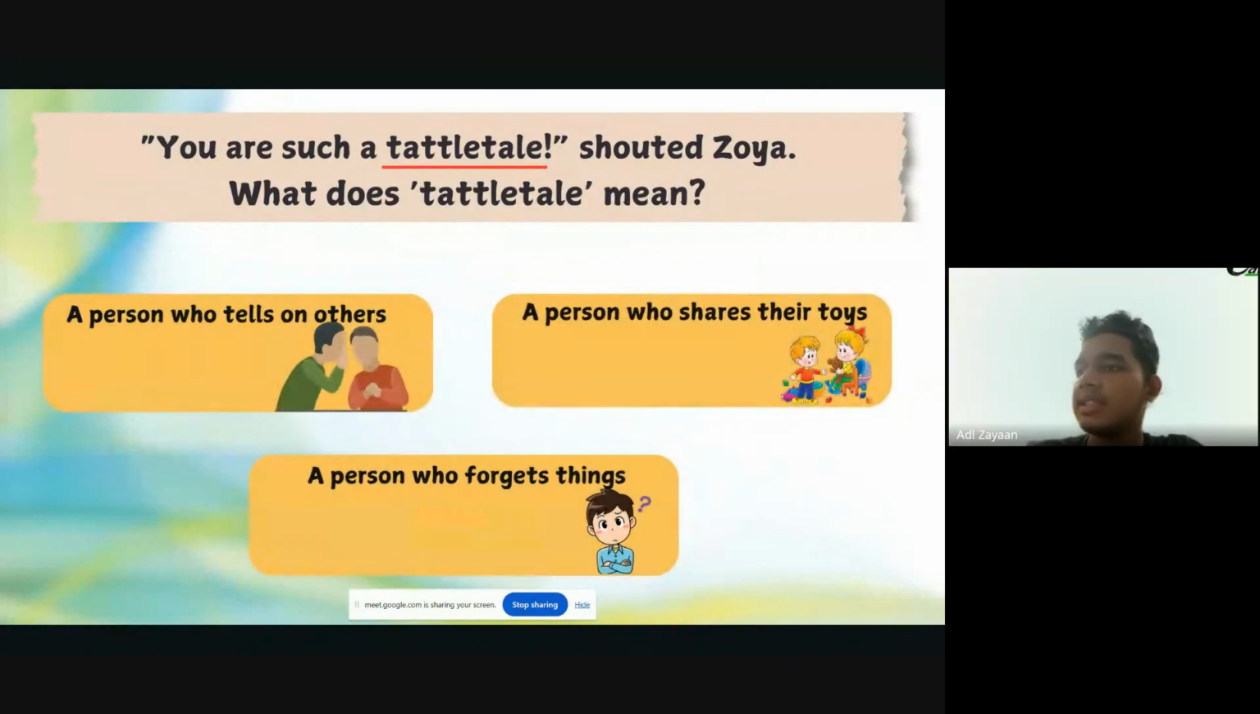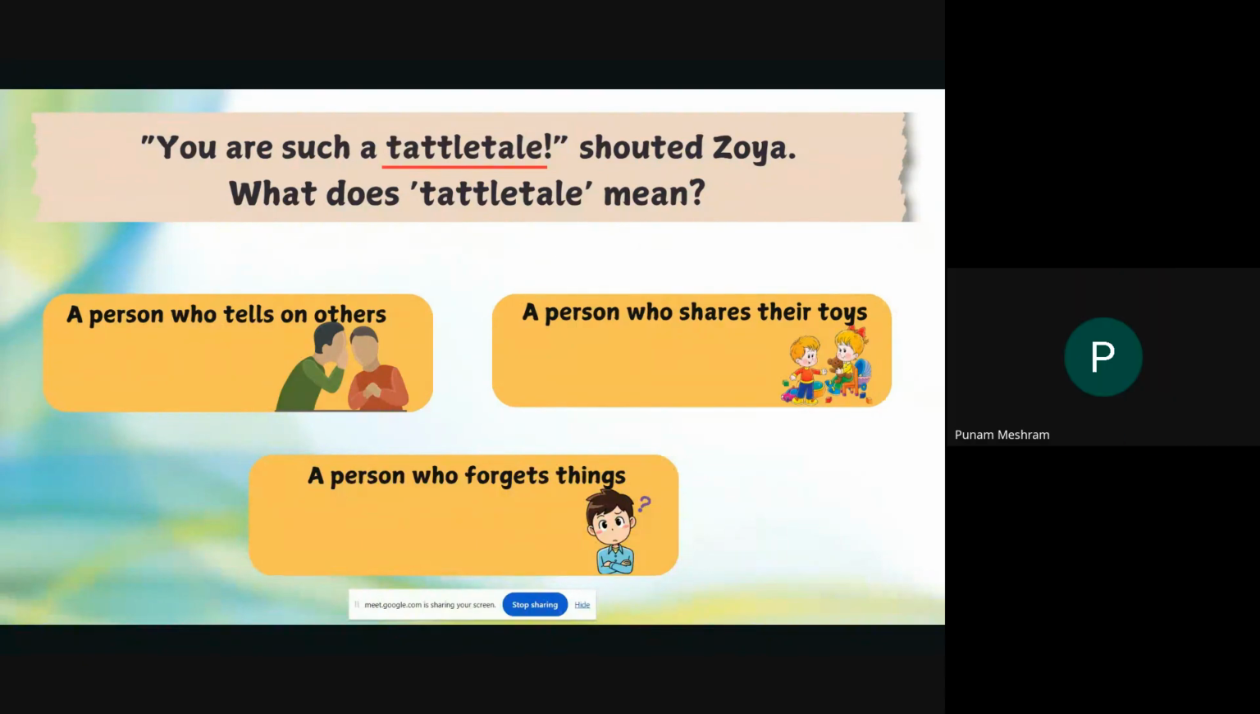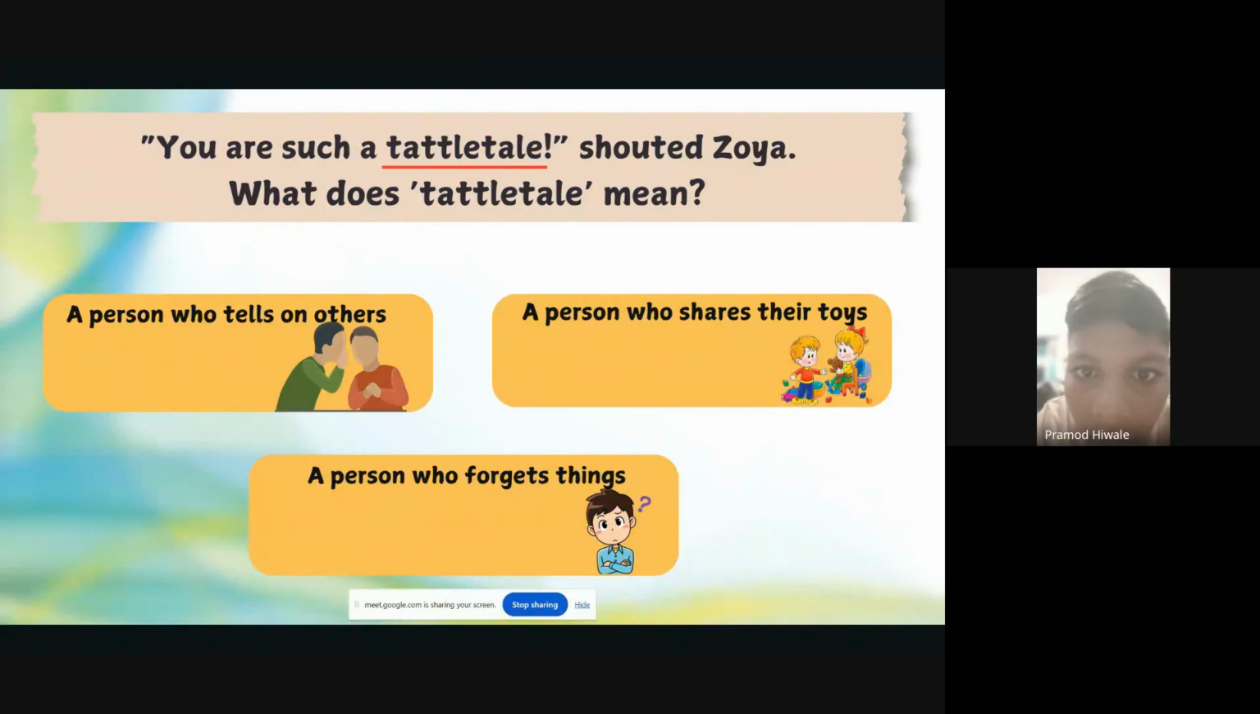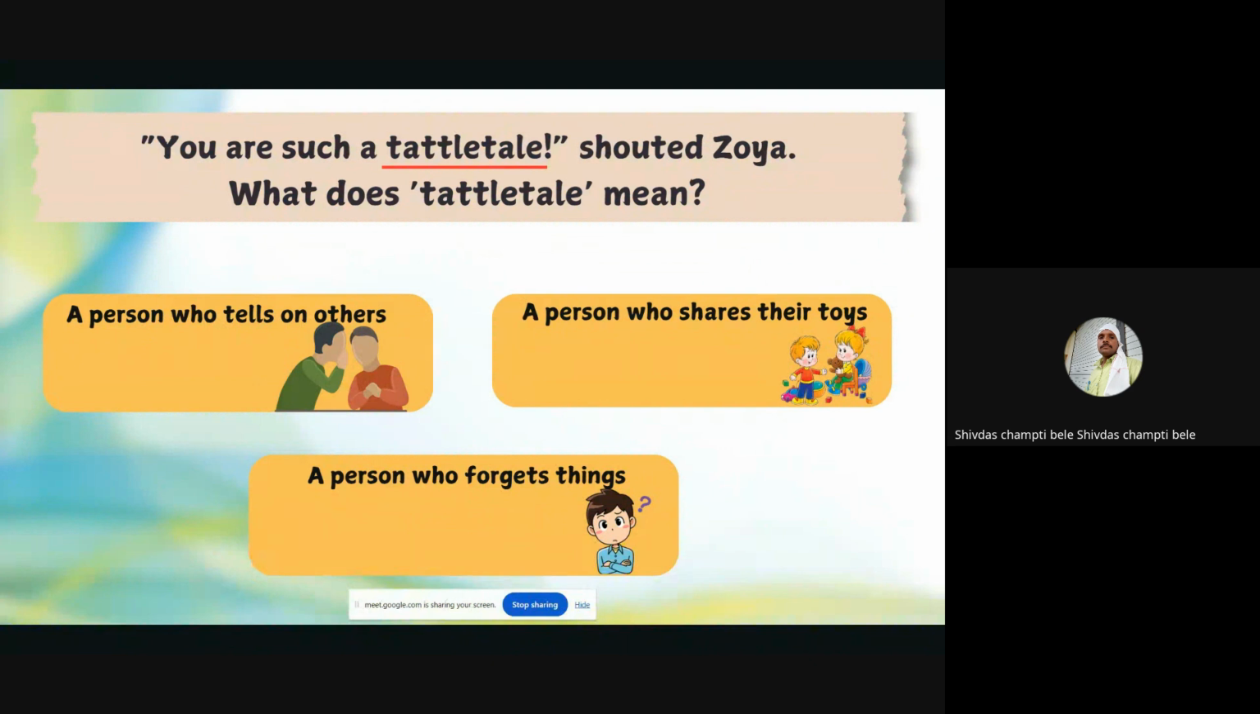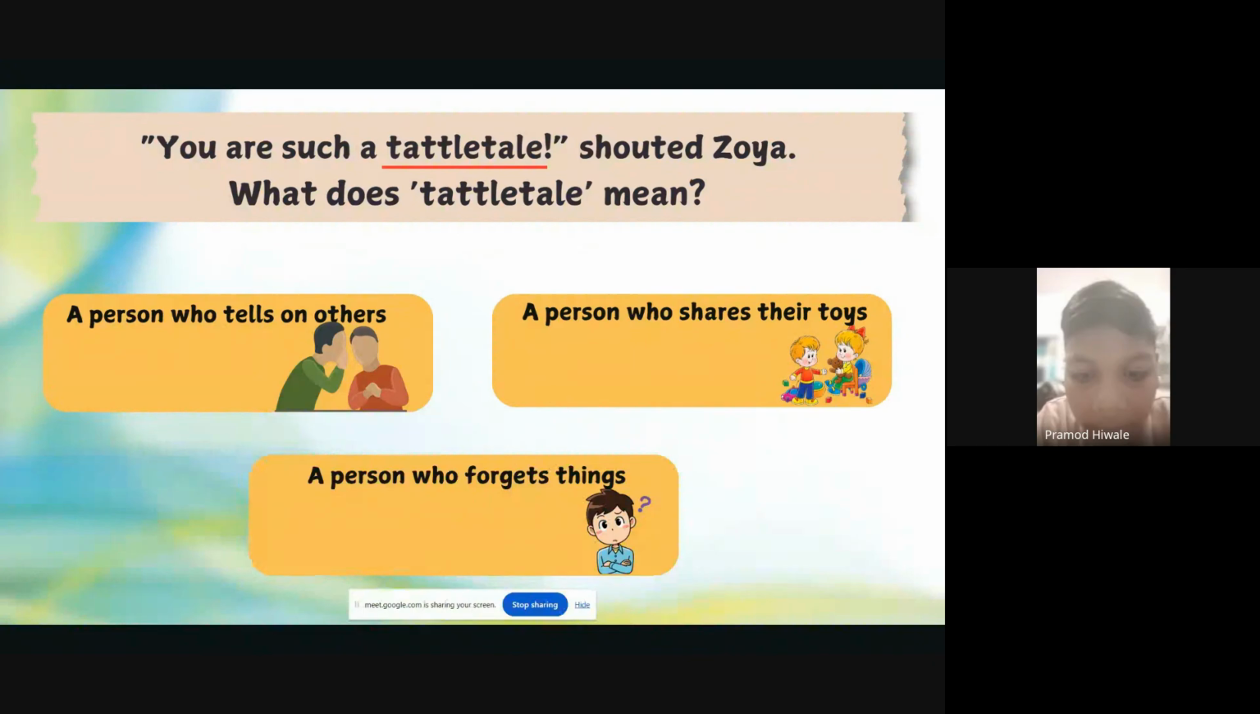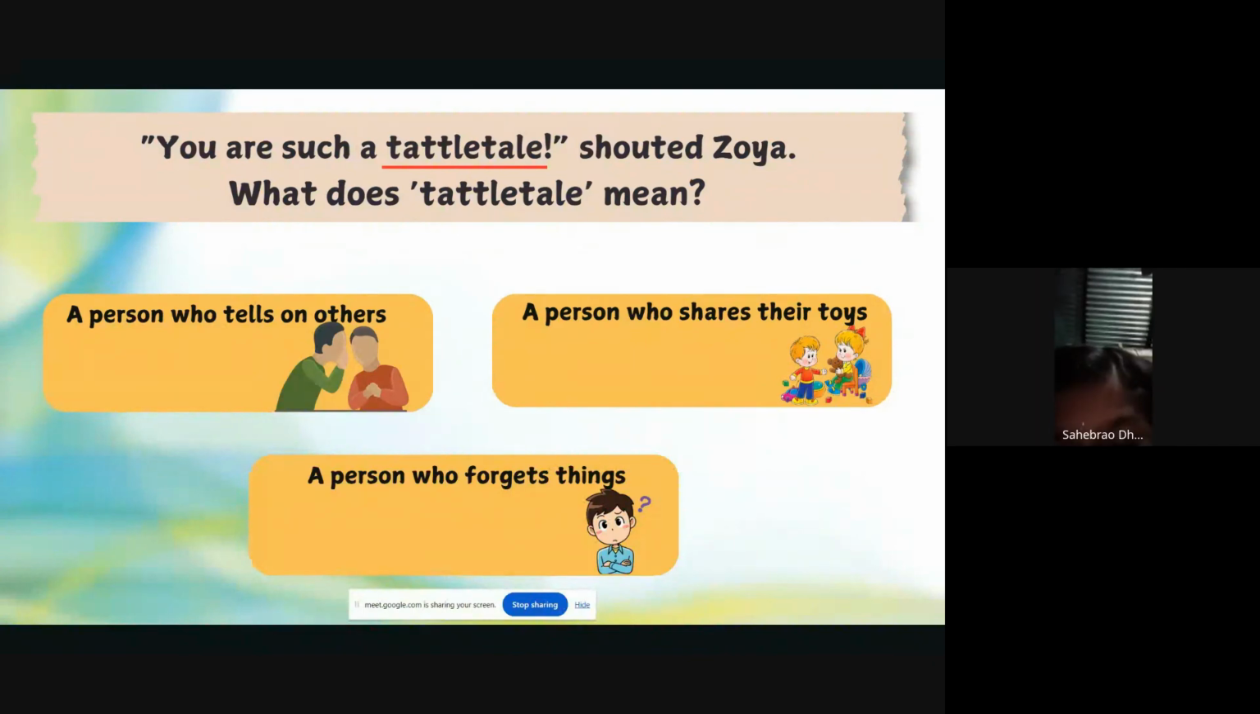This is the next word. You are such a tattletale, shouted Zoya. What does tattletale mean? A person who forgets things?